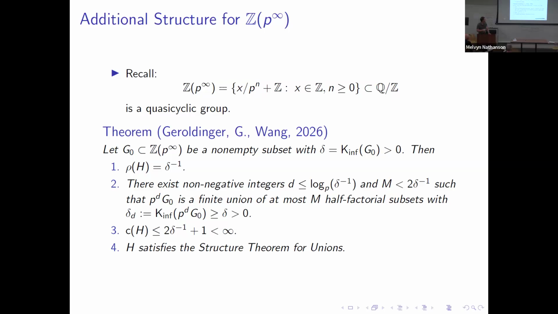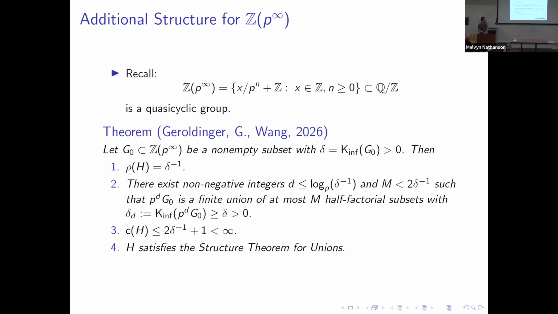And we have a second condition over here, which you should think of as a partial structural characterization. It's not a full structural characterization, but it tells us a lot about the structure of the sequences. It's basically saying the only way we can have K inf being positive is if there's some homomorphic image: we multiply all the elements of G naught by some power of p, and it maps into a finite union of half factorial sets.